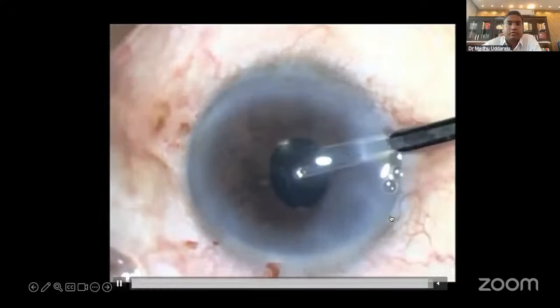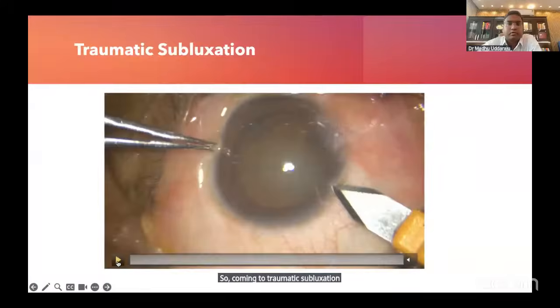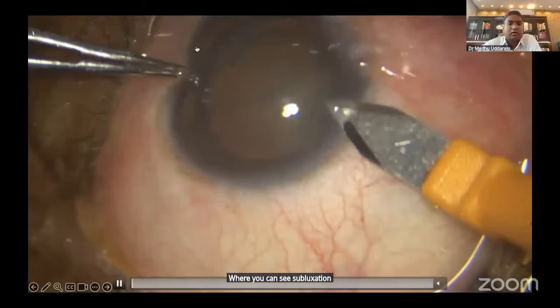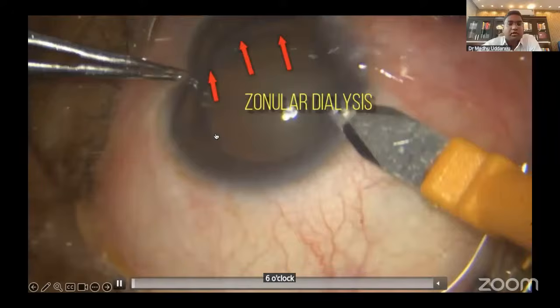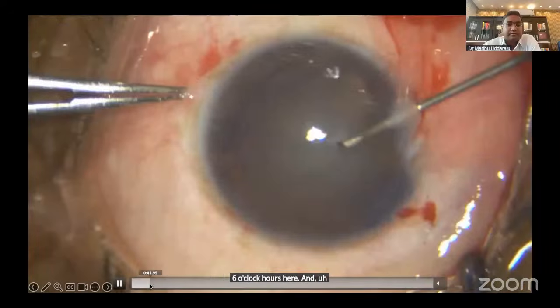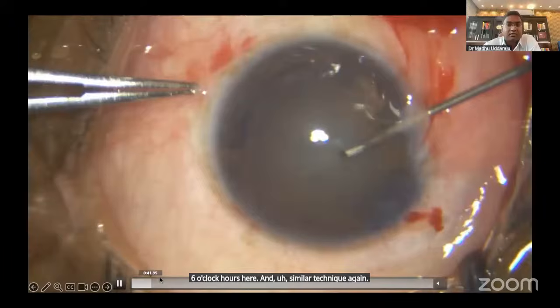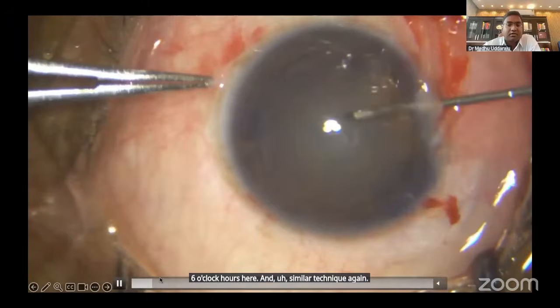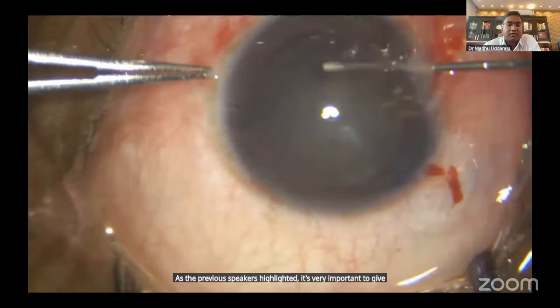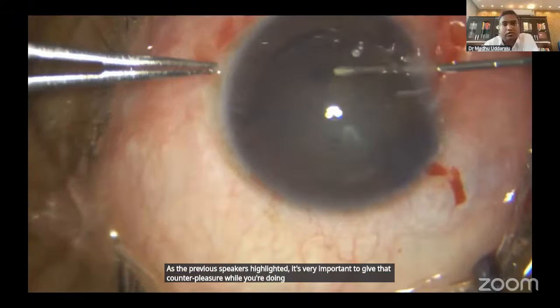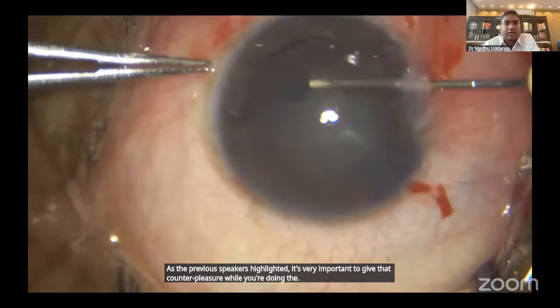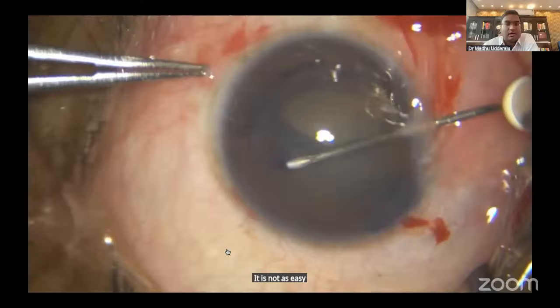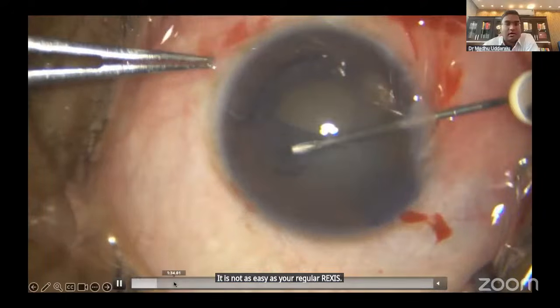So coming to traumatic subluxation, this was a blunt trauma case where you can see subluxation in this area, almost 6 clock hours here. And similar technique again. As the previous speakers highlighted, it's very important to give that counter pressure while you're doing the rhexis. It is not as easy as your regular rhexis. You have to be patient.